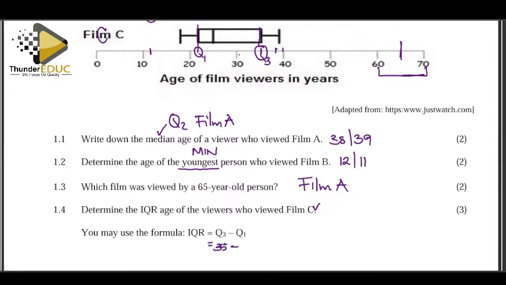Minus, let's look at this. Here, this could be 21 or 22. Let me take 22. And the answer becomes 13. Someone who took 36 is fine. Someone who took 21 is fine. But you have to see that the values are close to what you're estimating. This box and whiskers never had exact numbers. All right, we continue.